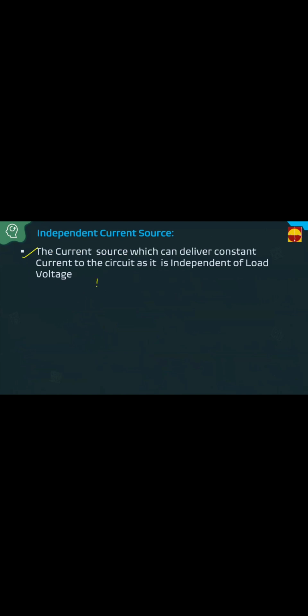Say for example, this is one current source, friends. This is 10 amp. It delivers constant current. Whatever the voltage may be, it delivers constant current. This is also a current source, 10 into e power minus 5t. This is also a current source. But this is the AC current source. It's 50 sin omega t.